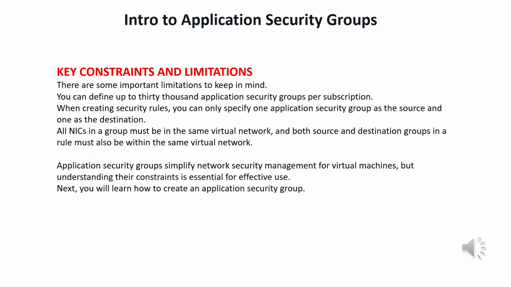There are some important limitations to keep in mind. You can define up to 30,000 application security groups per subscription. When creating security rules, you can only specify one application security group as the source and one as the destination. All NICs in a group must be in the same virtual network, and both source and destination groups in a rule must also be within the same virtual network. Application security groups simplify network security management for virtual machines, but understanding their constraints is essential for effective use. Next, you will learn how to create an application security group.